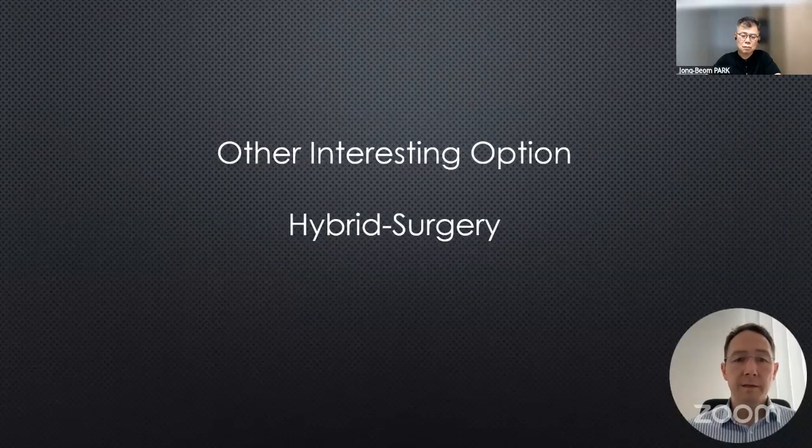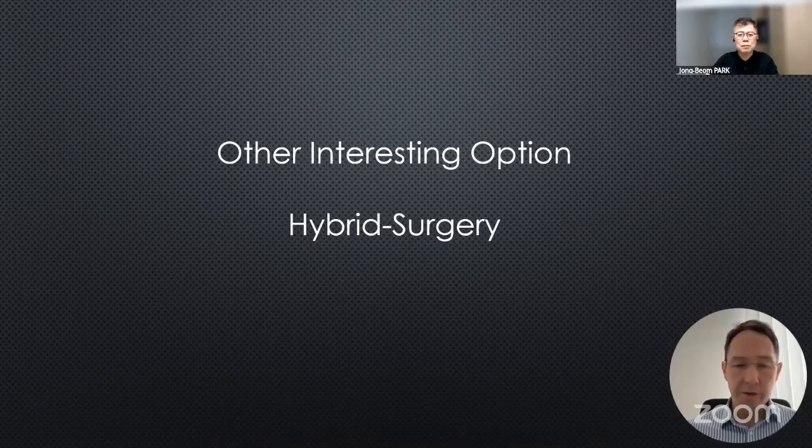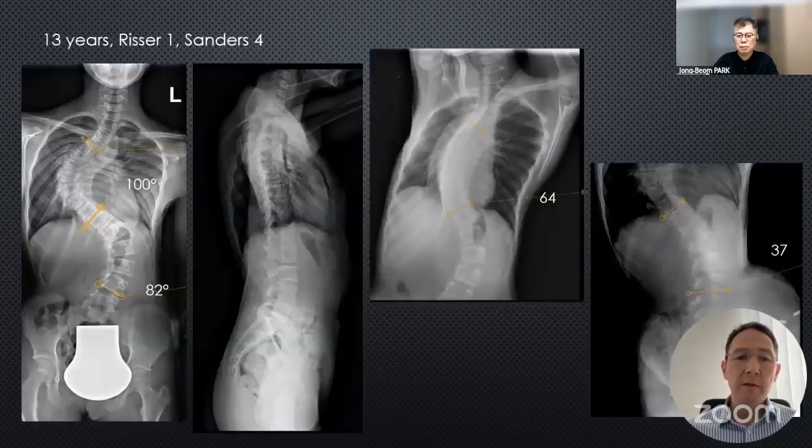Another interesting surgery is the hybrid surgery. Hybrid surgery means combining posterior spinal fusion with lumbar vertebral body tethering. So look at this case. This is a 13-year-old patient.